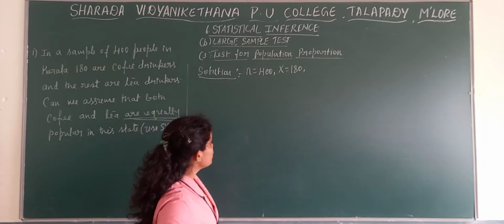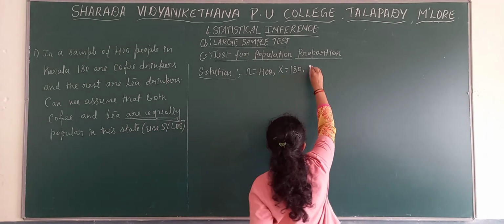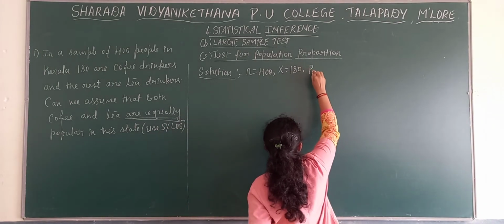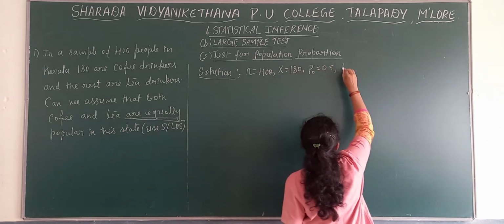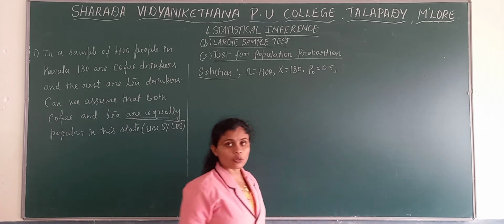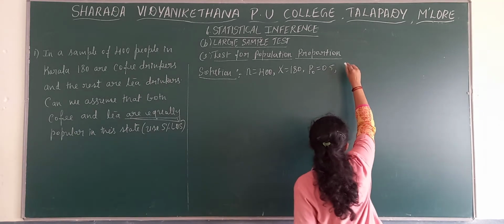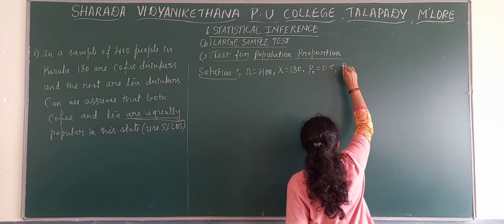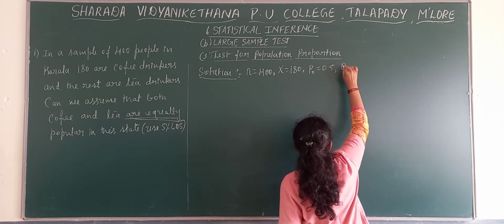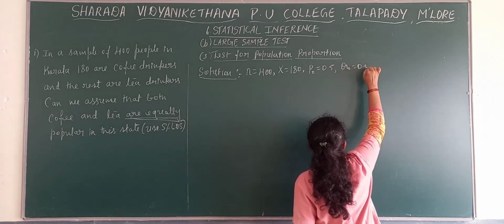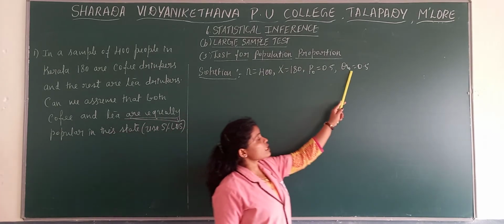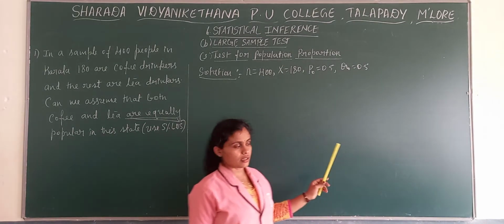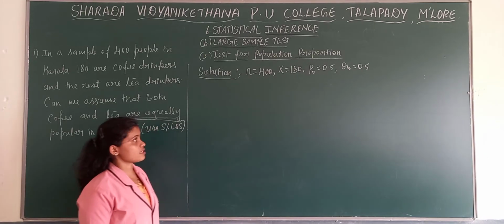Now here we write P is equal to 0.5. This we can calculate later once we need to show this calculation while writing the test statistics.